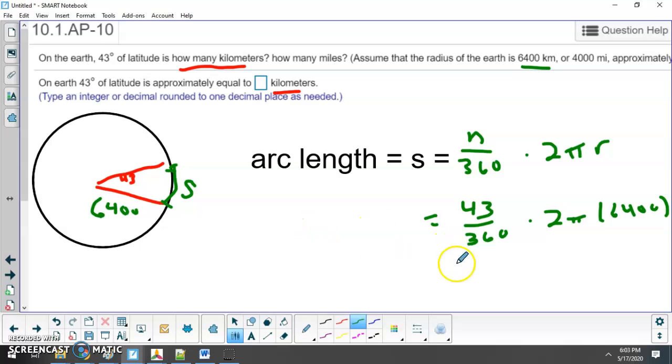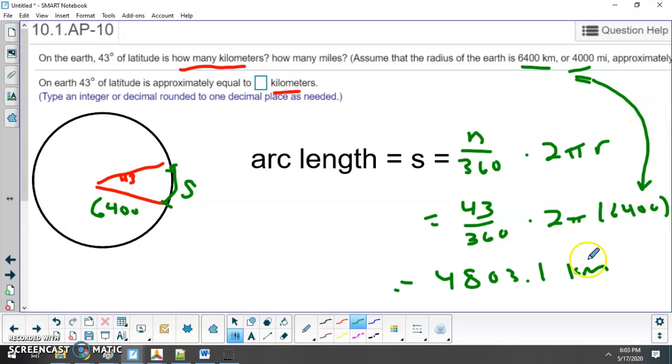Then you have to do the same thing, same problem, only use miles. So replace this 6,400 with 4,000. You have to do the same thing twice. All right, now if you do it with kilometers, I didn't write down the answer here, but I'll tell you what it is. If you do it with kilometers, you should get roughly 4,803.1. So that's just a little tidbit, at least to get you the first part there. Now, then you just repeat the same thing, just replace 6,400 with 4,000, and then you can do that problem.